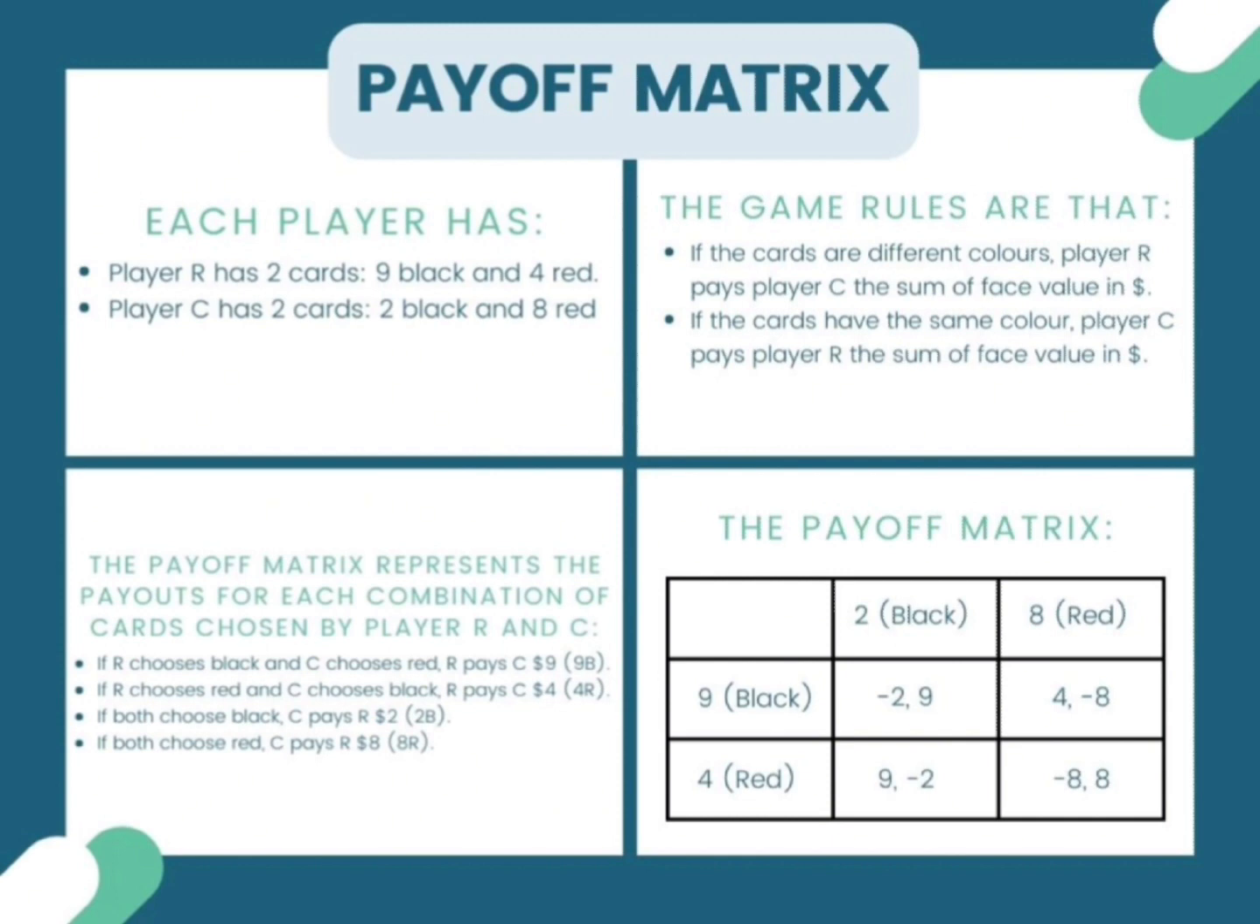If R chooses black and C chooses red, R pays C $9. If R chooses red and C chooses black, R pays C $4. If both choose black, C pays R $2. If both choose red, C pays R $8. As we can see from the table, in each cell of the matrix, the first value represents the payoff for player R, and the second value represents the payoff for player C.